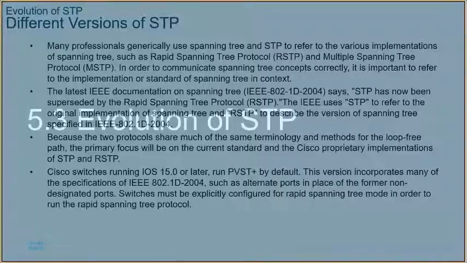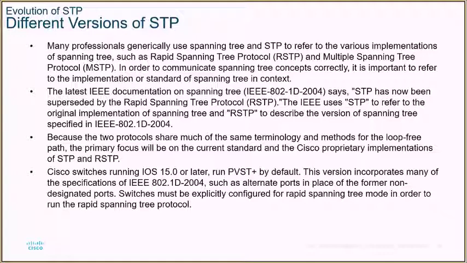Okay, so the evolution of STP. Many professionals generically use spanning tree protocol to refer to various implementations of spanning tree, such as rapid spanning tree and multiple spanning tree. In order to communicate spanning tree concepts correctly, it is important to refer to the implementation or standard of spanning tree in that context. The latest IEEE documentation on spanning tree says that 802.1D has now been superseded by rapid spanning tree. The IEEE uses STP to refer to the original implementation of spanning tree, and RSTP to describe the version of spanning tree specified in 802.1D-2004. Because the two protocols share much of the same terminology and methods for the loop-free path, the primary focus will be on the current standard and Cisco proprietary implementations of STP and RSTP.